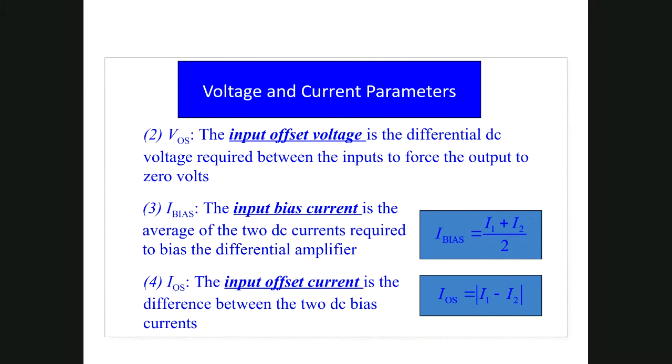Now, voltage and current parameters. As we are talking about different parameters, the first parameter was CMRR. The second parameter is input offset voltage. By input offset voltage, what we mean is the differential DC voltage required between the inputs to force the output to 0 volt.